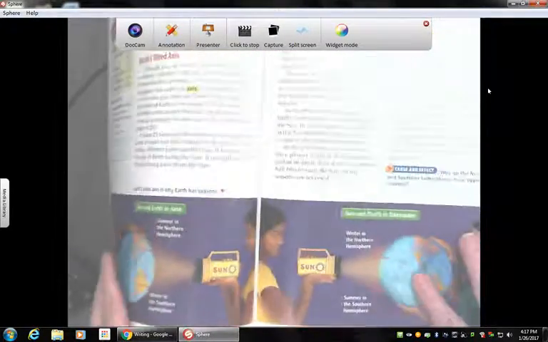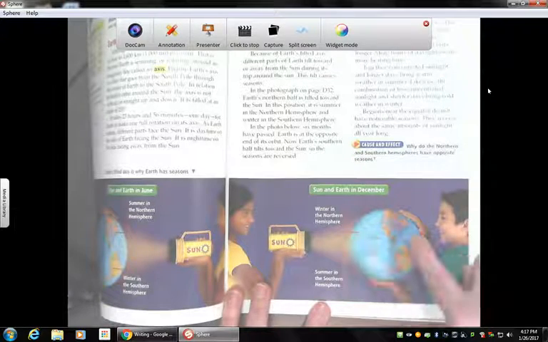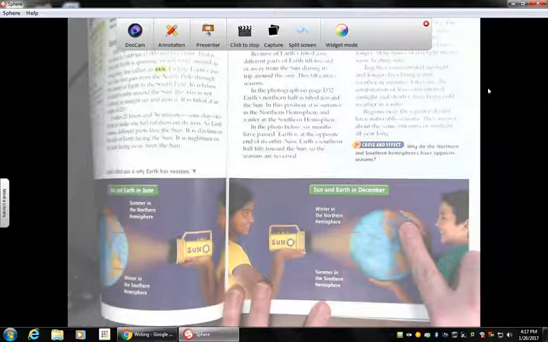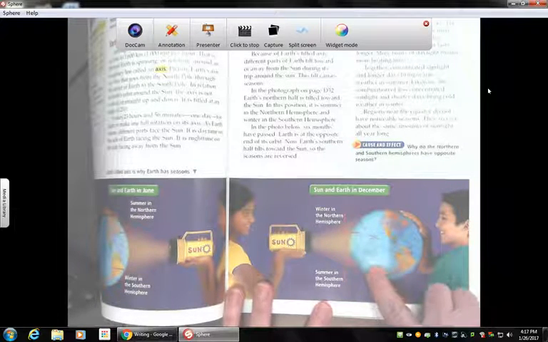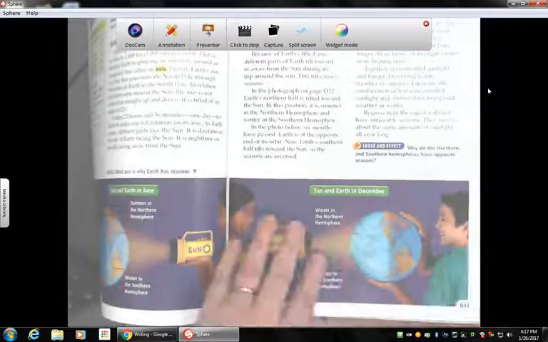The reverse happens in December. In December, we are pointed away from the Sun, we have shorter days, and we have less concentrated sunlight. The southern hemisphere is pointed towards the Sun. Longer days, more concentrated sunlight.